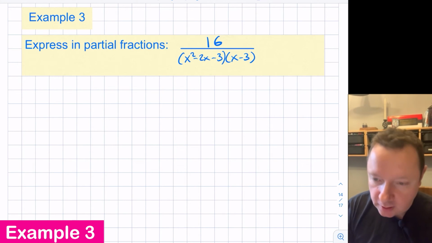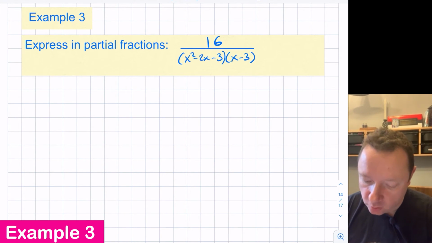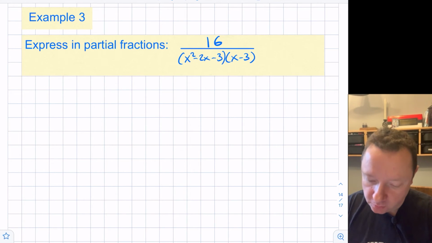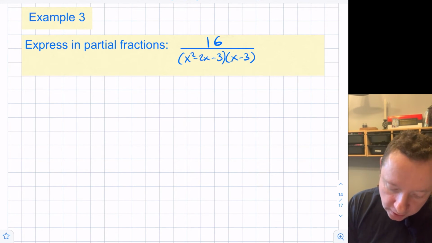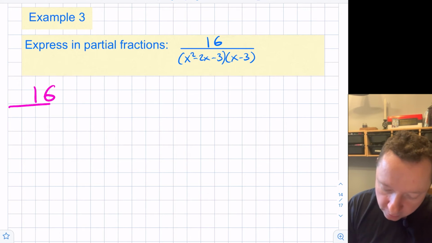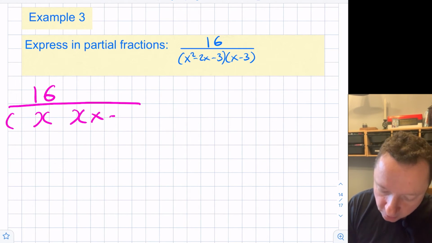Example 3 says express this in partial fractions. So we've got 16 over (x squared minus 2x minus 3) times (x minus 3). That is not a linear factor. We have not done any ones without linear factors, so we need to factorise the denominator first. So that gives us 16. I'm just going to go straight away into our factorisation. Double brackets times (x minus 3).